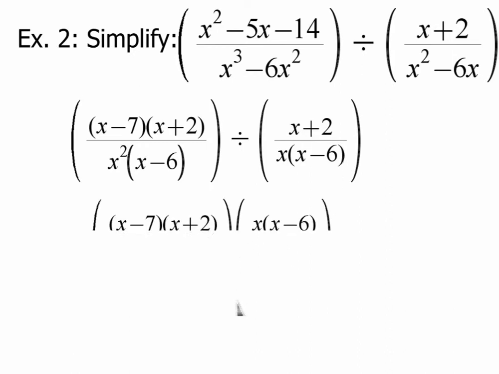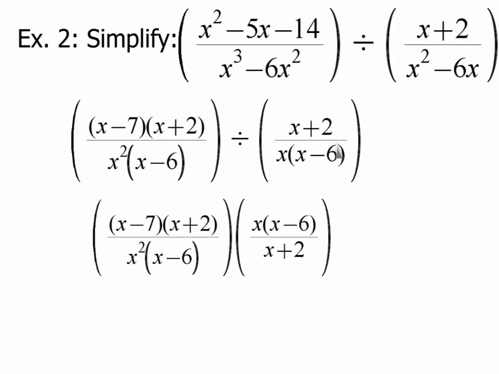Now, I'm going to multiply by the reciprocal of my second fraction here, so all I'm doing is flipping it. So x times x minus 6 goes on the top, and x plus 2 goes on the bottom. And now I'm going to do some simplifying. X minus 7 doesn't have anything that it can cancel with. X plus 2 cancels out with x plus 2. X minus 6 cancels out with x minus 6. And then I also have x and x squared.